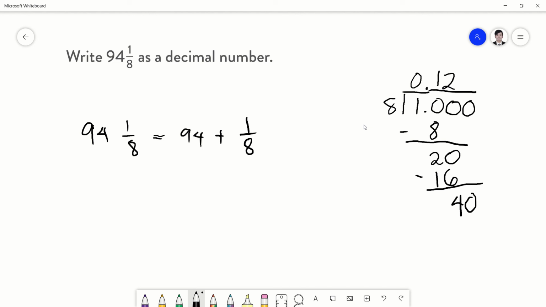40 divided by 8 now is 5. Then 5 times 8, 40. And subtract, you get 0. So that means 1/8 is 0.125. So we can replace the 0 with 94 and then 0.125.